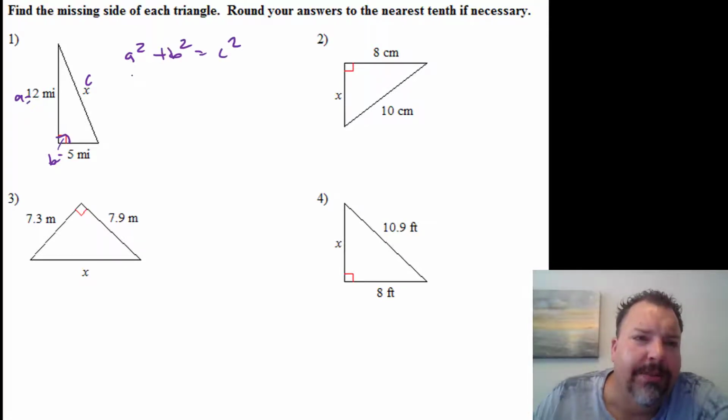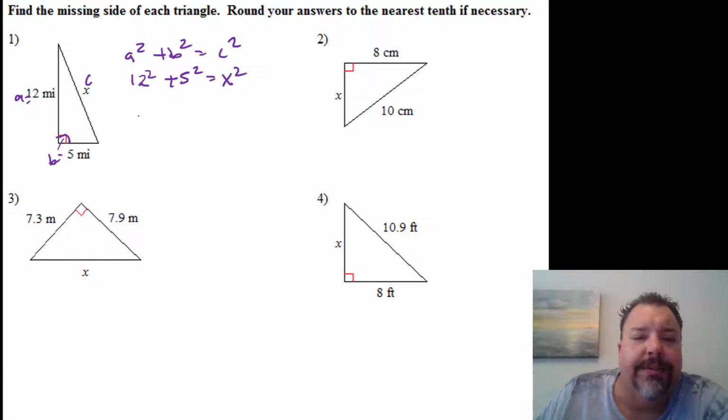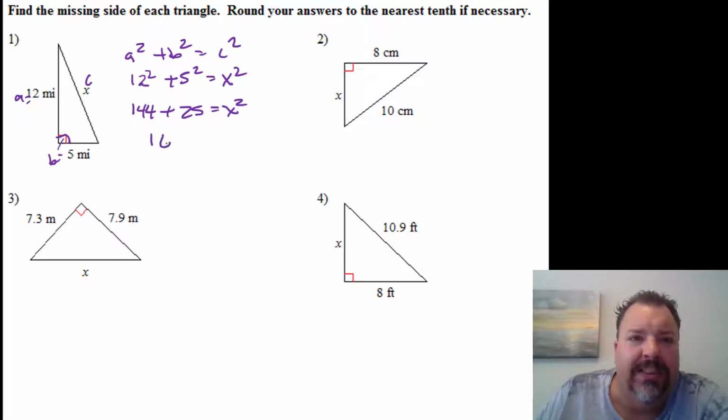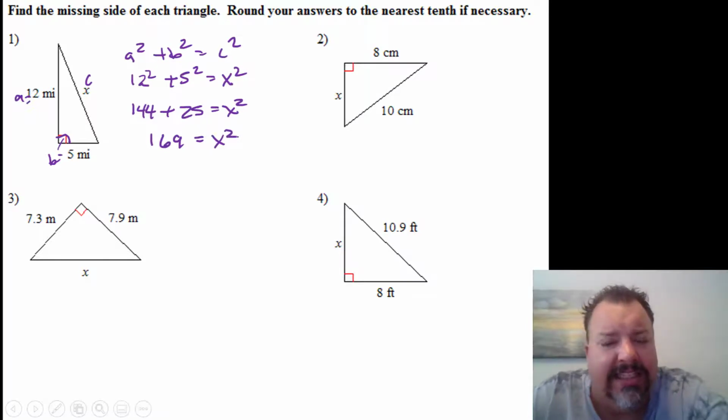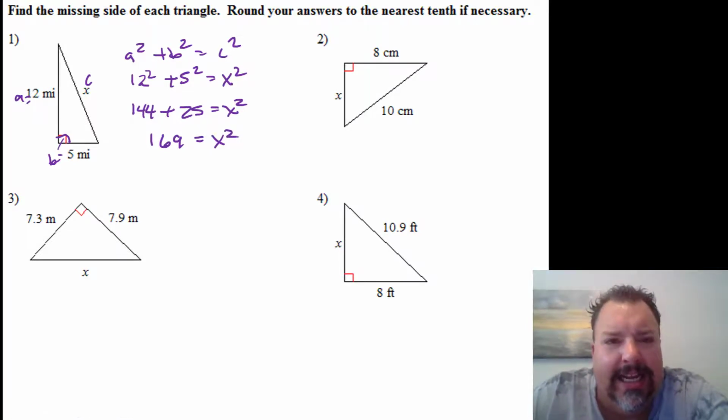We're going to plug these in. So I've got 12 squared plus 5 squared equals c squared, or x squared. We'll just put our x back in here. And I want to solve this for x. So what do I have to do? Well, I've got to simplify everything here on the left side. So I've got 12 times 12 is 144. 5 times 5 is 25. Then we have to add those together. We get 169. And now that's not our x here. That's x squared. Of course, that would be too big. That answer doesn't make sense.